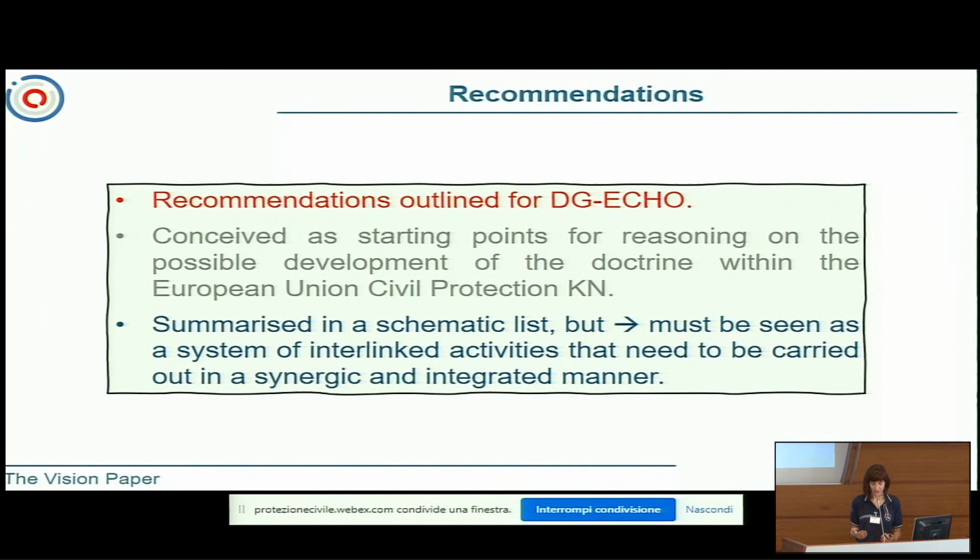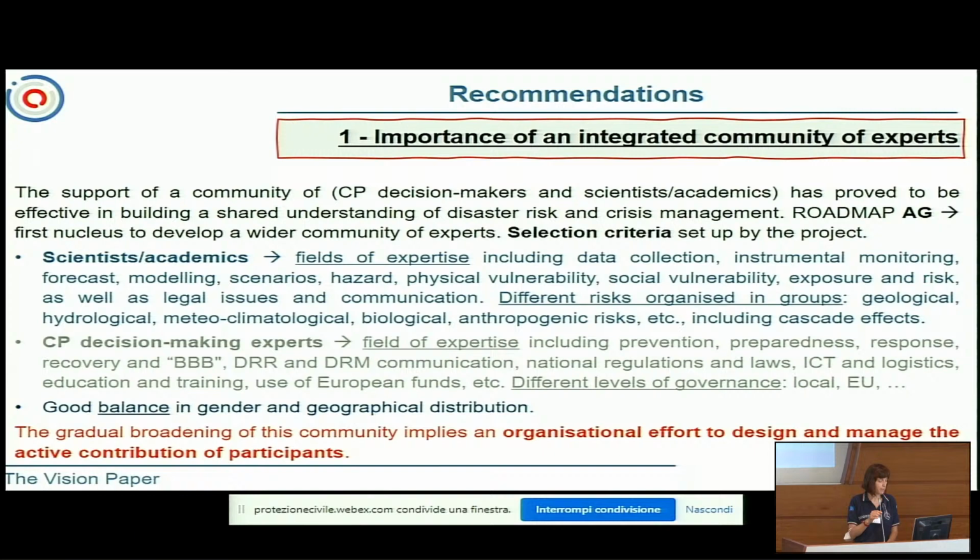The first recommendation deals with the importance of an integrated community of experts. We had a very fruitful and interesting experience with our advisory group. We will see their activity later with Domingos. To compose this advisory group, we discussed a lot on the selection criteria. And we identified some selection criteria, both for the scientists and academics and for the civil protection experts, designing the list with the fields of expertise that we need to cover and with the different risks that we need to cover. And for the decision making, also the different levels of governance from the local level to the international level.